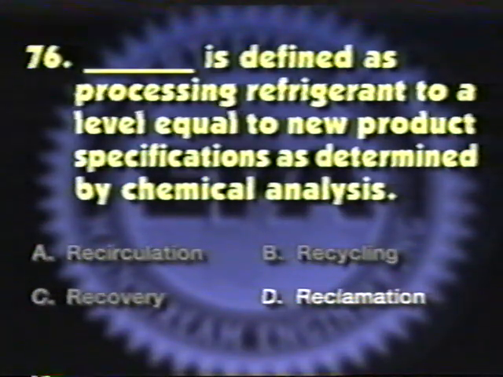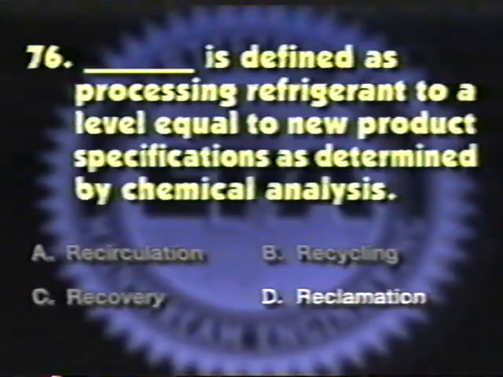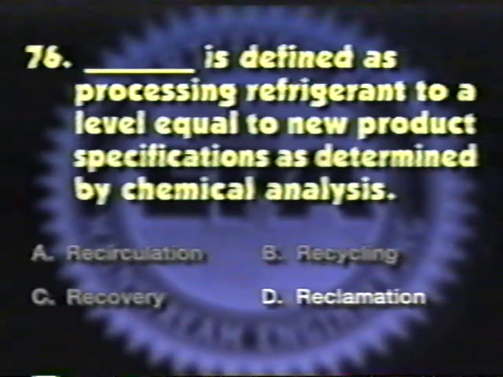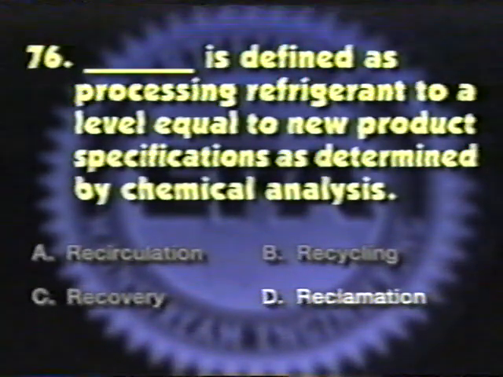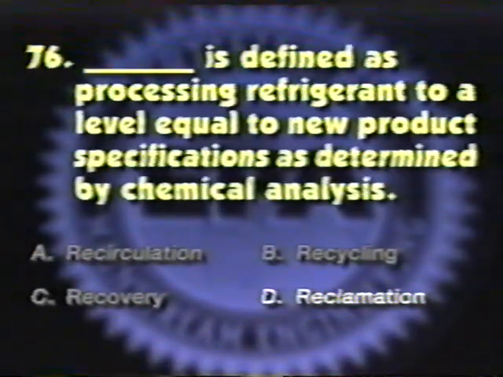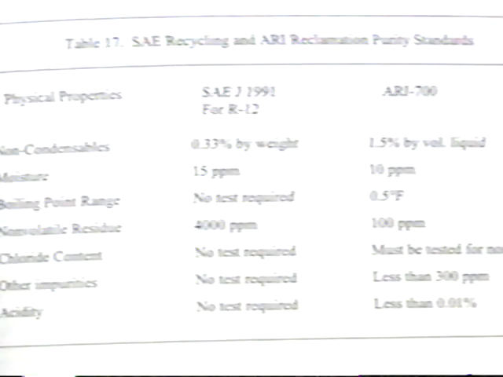The correct answer is D. Reclamation. Reclamation is defined as processing refrigerant to a level equal to new product specifications as determined by chemical analyses to verify the refrigerant meets ARI 700 purity standards.